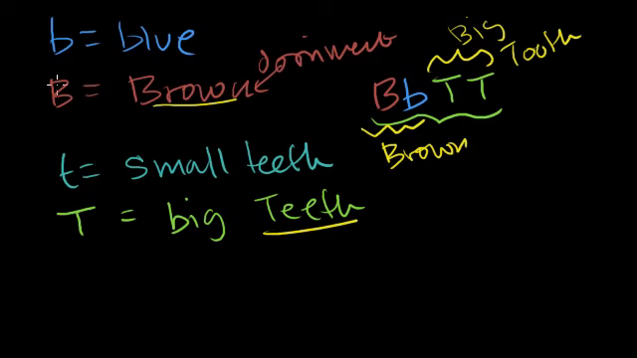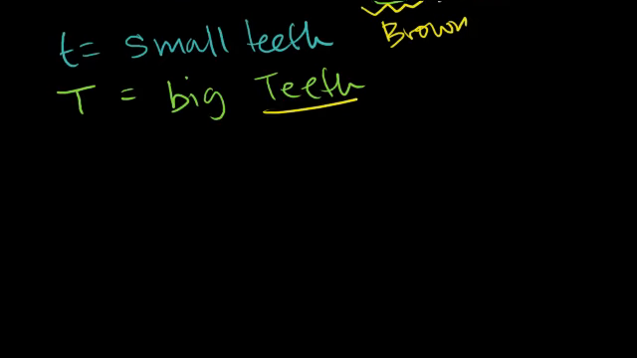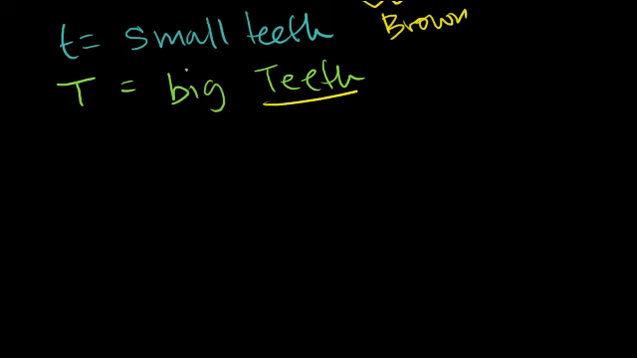Now, if we assume that the genes that code for teeth or eye color are on different chromosomes, and this is a key assumption, we can say that they assort independently. Let me write that down. Independent assortment.